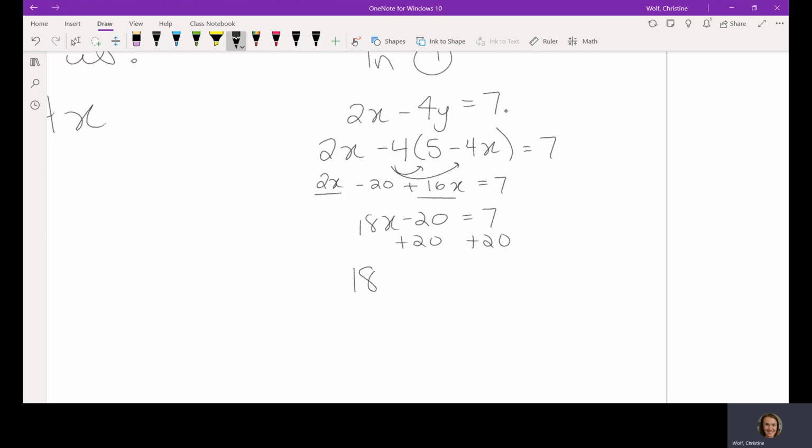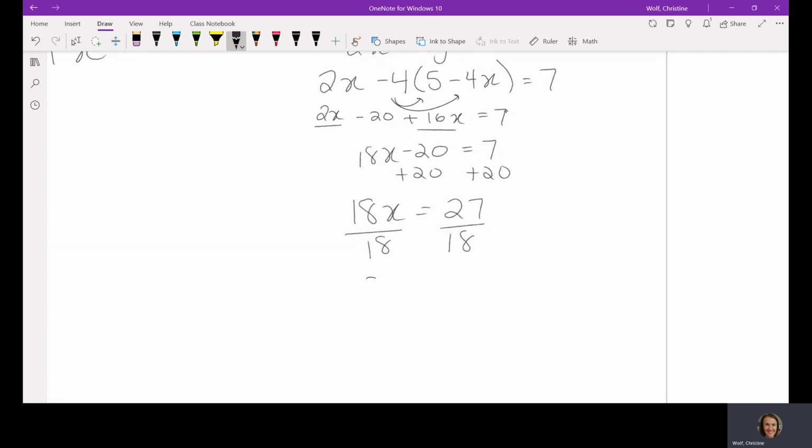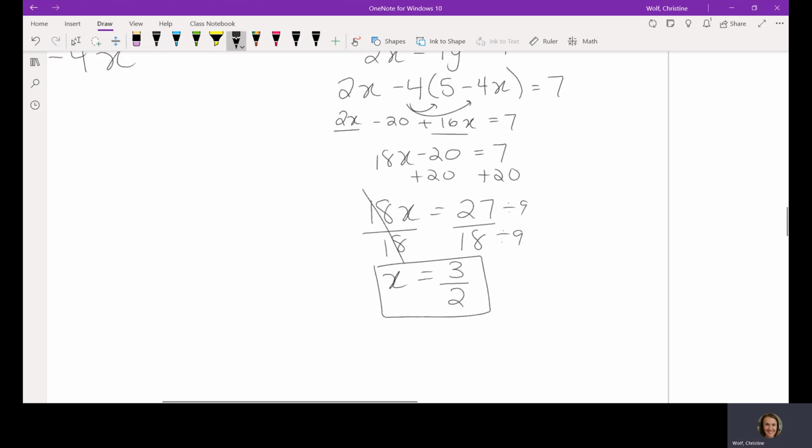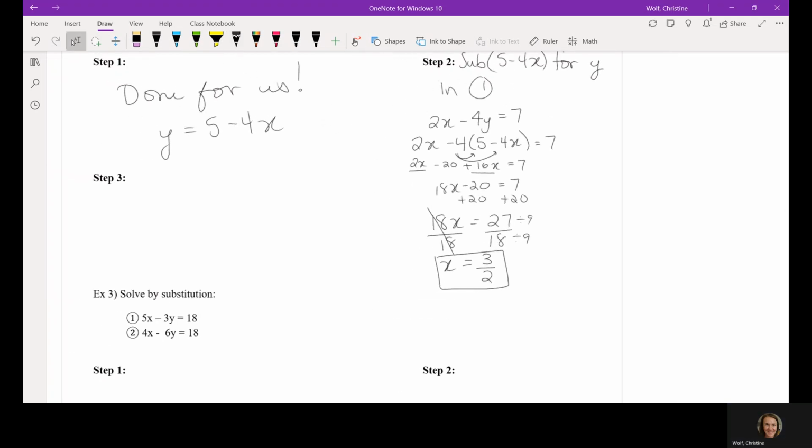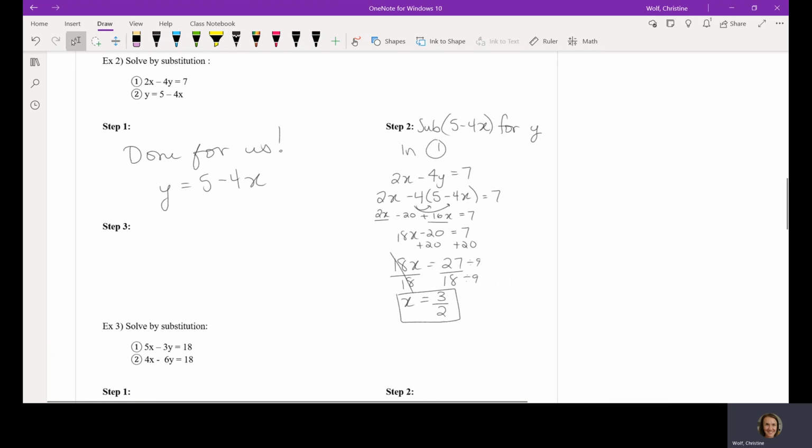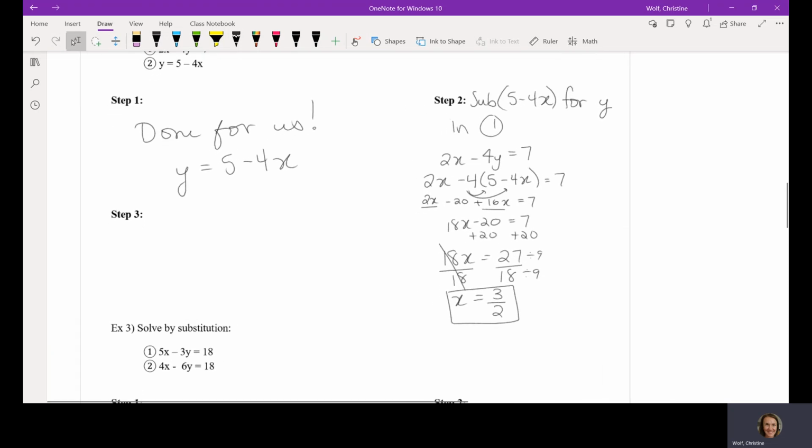I add 20 to both sides. I have 18x equaling 27. I'm still going to get a fraction here, but it's at least a reducible fraction. So if it's 27 over 18, I can reduce each of those by 9, and I get 3 over 2. So step 2 is done. I found my x value. Now step 3 is take that x value and sub it into either equation.